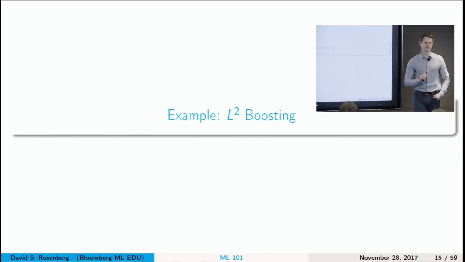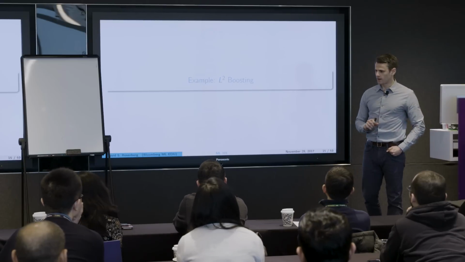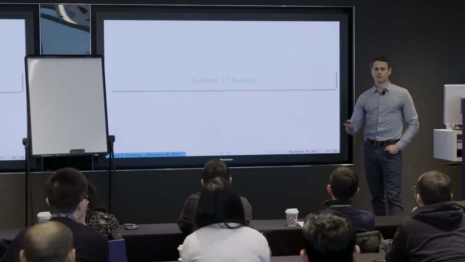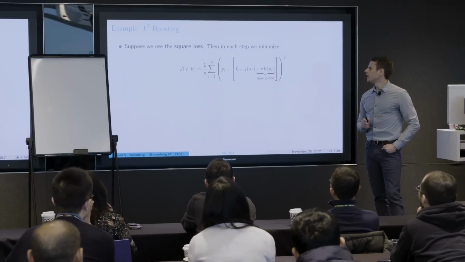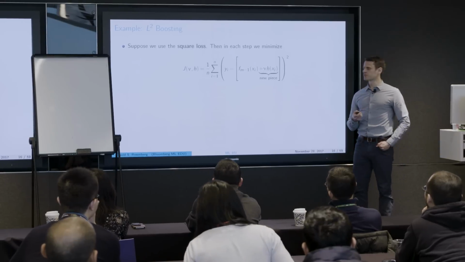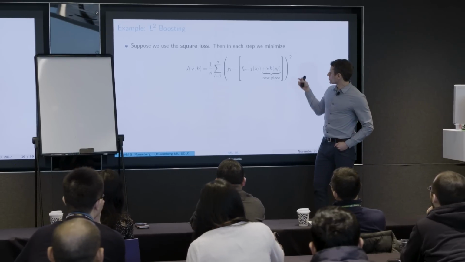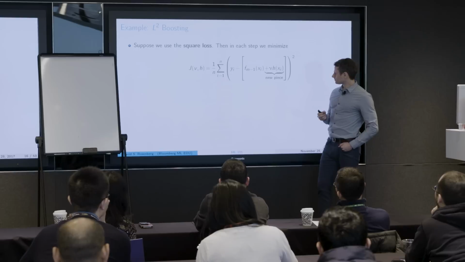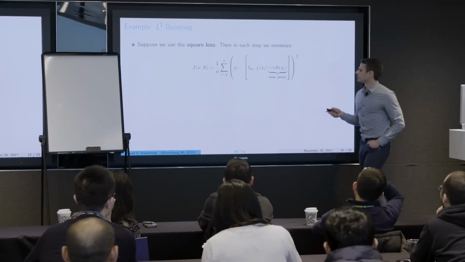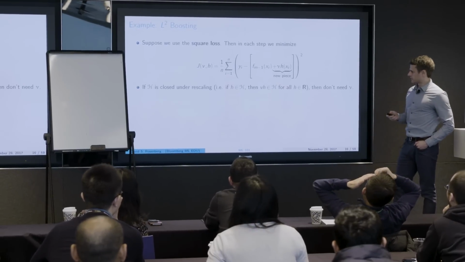So let's take one particular example, which is very intuitive, L2 boosting. So this is a regression problem setting, and we'll use the square loss. And so we just plug in the square loss to that objective function, and we have this objective.